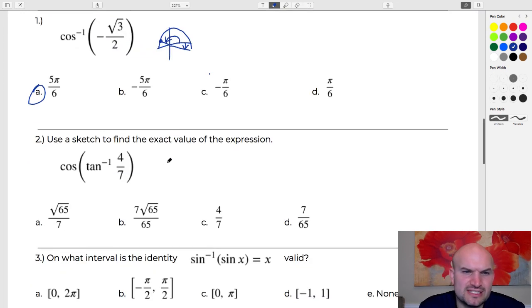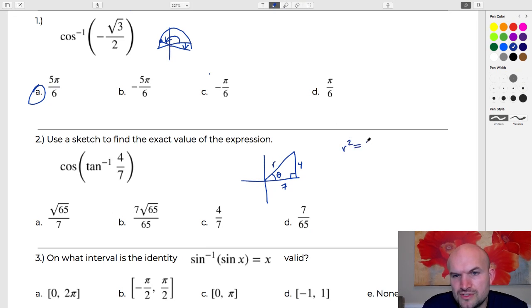Use a sketch to find the exact value of the expression. In this case, we have tangent is 4 over 7. Now it's all positive, so we're going to take this as the first quadrant. Then we'll just create a new angle. Let's use beta. Let's go back to theta. We have 4 over 7, opposite over adjacent. If I needed to figure out what the hypotenuse is, let's call it r.